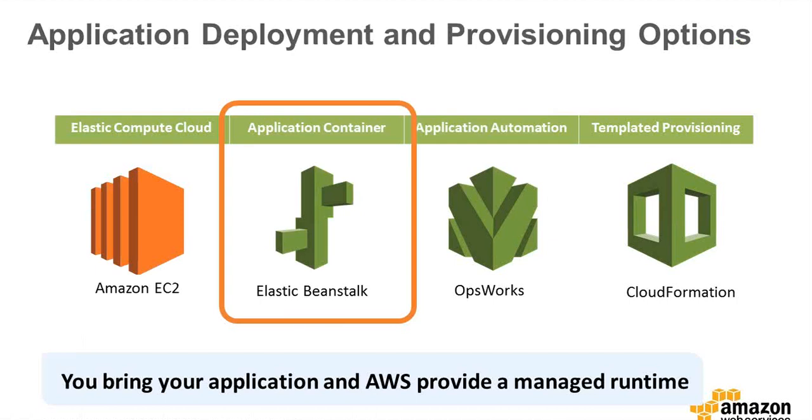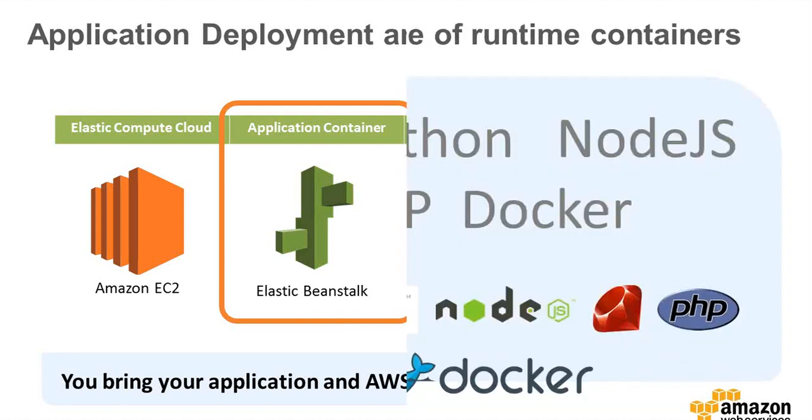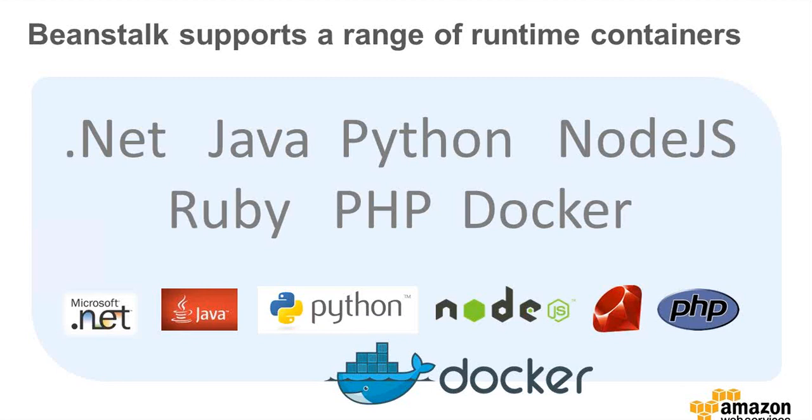You may now want to have a closer look at the application container model. And this is where you take your packaged applications, you pass it over to AWS, and let us take care of providing you a managed runtime environment. So let's have a closer look. So if you happen to be a .NET developer, a Java developer, Python, Node.js, Ruby, or a PHP developer, as well as someone who's already using Docker to potentially package your entire environments, which could be quite a hybrid combination, then you can certainly use Elastic Beanstalk.